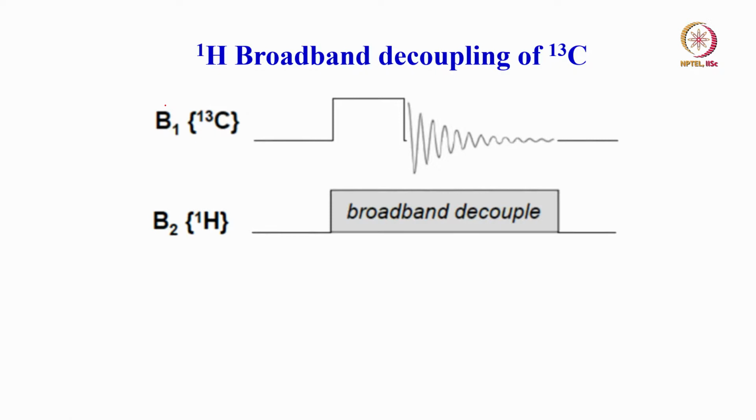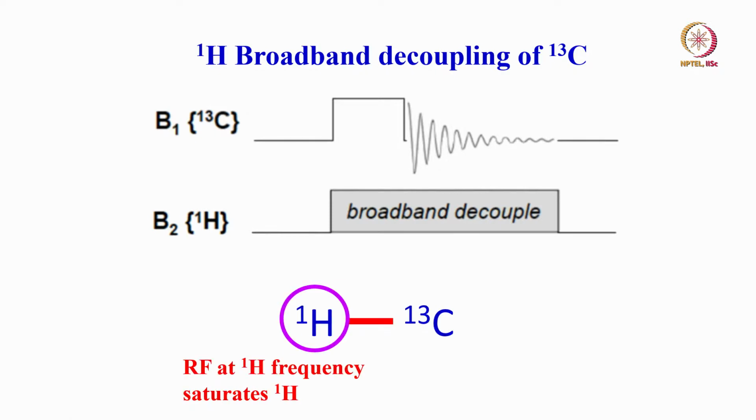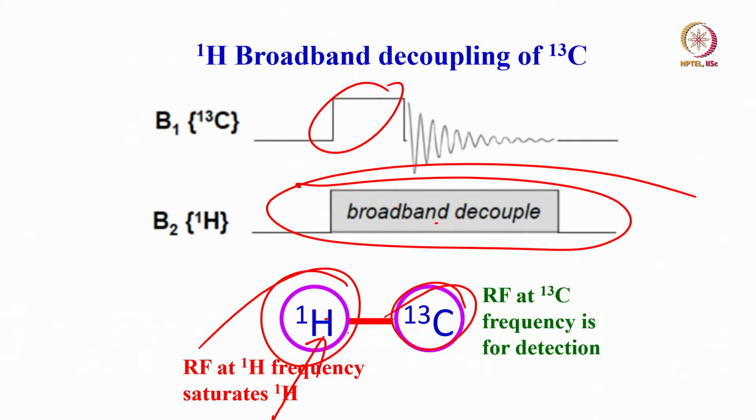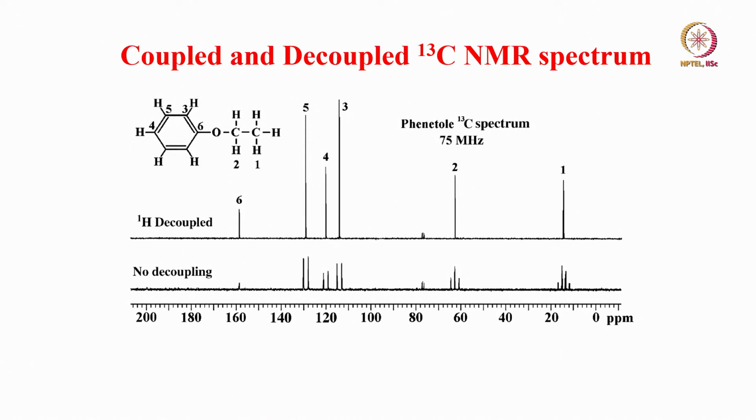So when you do the broadband decoupling in a simple way, this is what we discussed in the previous course. You have a carbon 13, you apply the decoupling power continuously, in which when you are observing, you apply a radio frequency pulse simultaneously on the proton channel continuously to saturate these protons. The carbon 13 you are detecting will not see this proton in either alpha state or beta state. As a consequence, the coupling between carbon and proton is broken. And this is how the spectrum gets simplified.